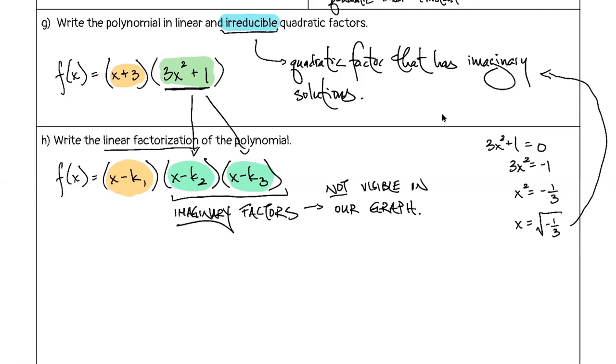Let me say that one more time. We've got one place where this graph crosses the x-axis. It's at that orange one, or at x equals -3. But since the highest power of this whole polynomial is 3, we need to have 3 linear factors, but not all of them have to be real. We can have one real and 2 imaginary, and that's okay.